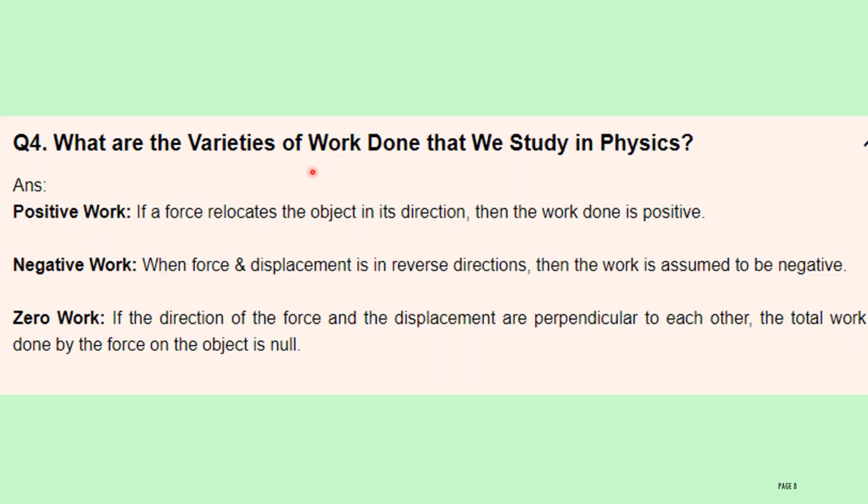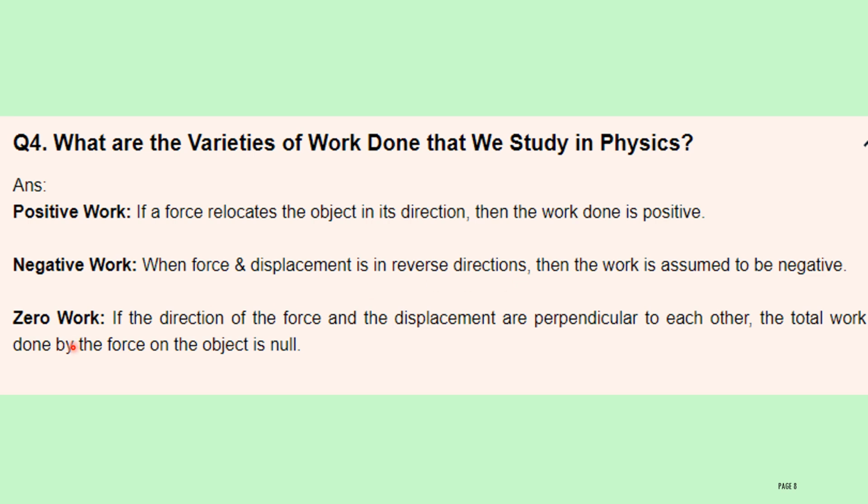What are the varieties of work done that we study in physics? One is positive work. If a force moves the object in its direction, then the work done is positive. If an object is moving in one direction and you apply a force, then the object will move in the applied force direction. In that case, we consider the work done as positive. Then negative work: force and displacement are in opposite directions. If you apply the force in one direction, and the displacement is in the opposite direction, in that case the work done is considered negative.